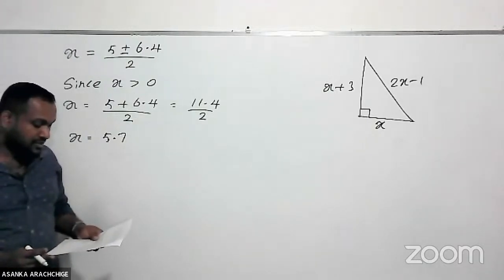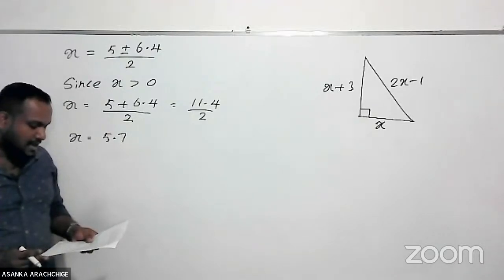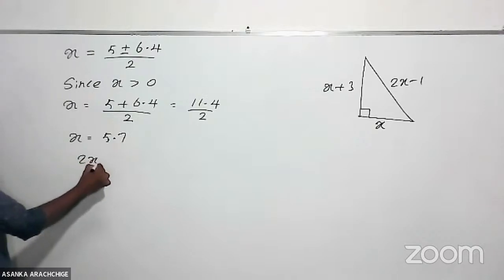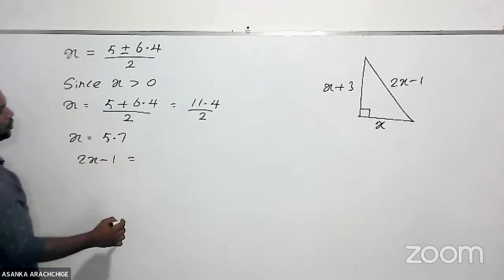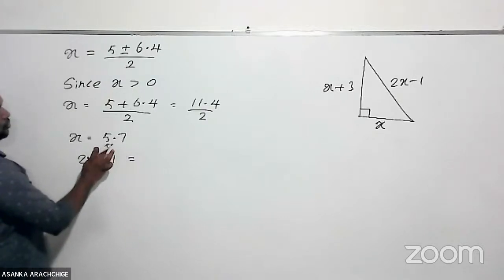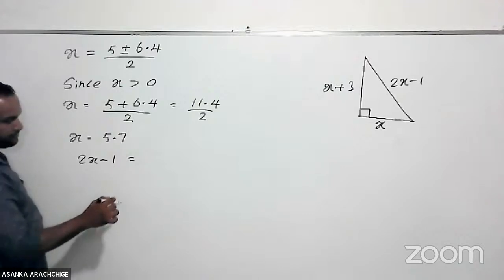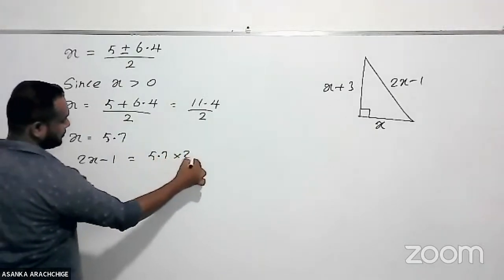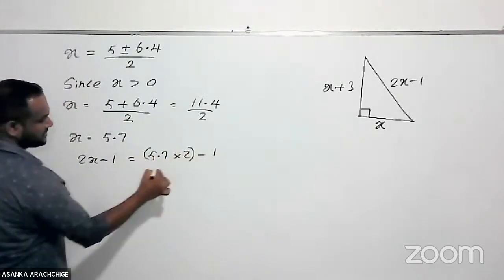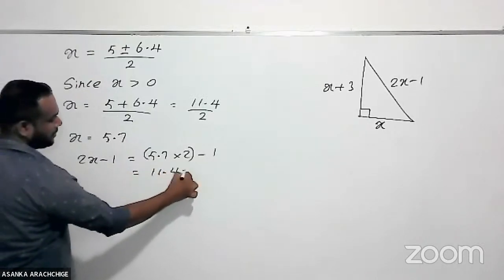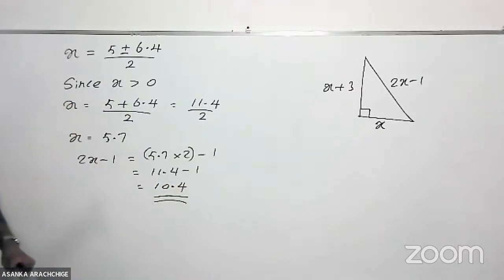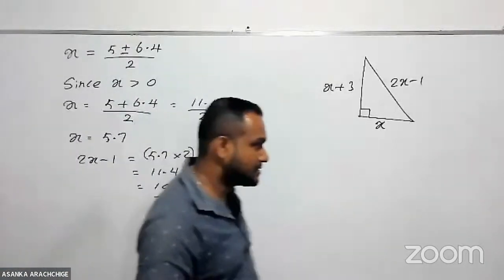By solving the equation using the method of completing the square or by using the formula, find the length of the hypotenuse. The length of the hypotenuse is 2x minus 1. 2x must be 11.4, that is 5.7 times 2, minus 1. That is 11.4 minus 1. Answer: 10.4 centimeters.